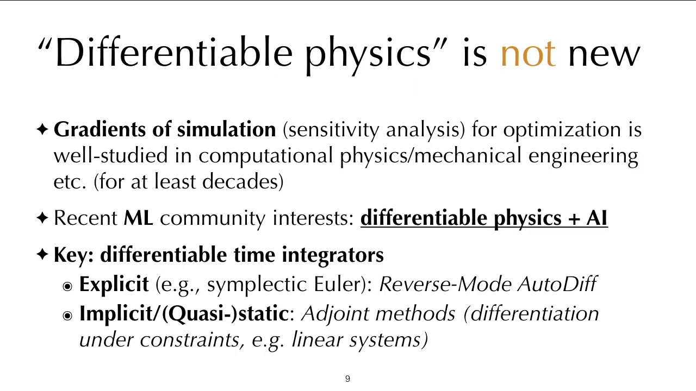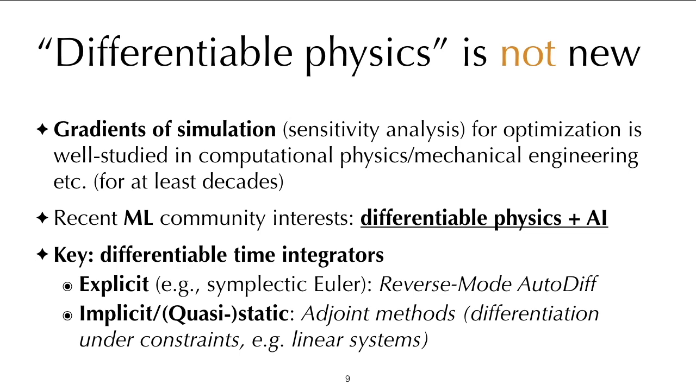So apparently, differentiable physics is not new, and gradients of simulation for optimization is well studied in computational physics and mechanical engineering for many years, actually. And recently, the ML community is very interested in somehow combining differentiable physics and artificial intelligence. And the key to achieve this is to develop various differentiable time integrators so that you can have a time series of simulation, and somehow the time series of simulation can interact with neural networks or other deep learning modules. You can combine them in whatever manner you want.